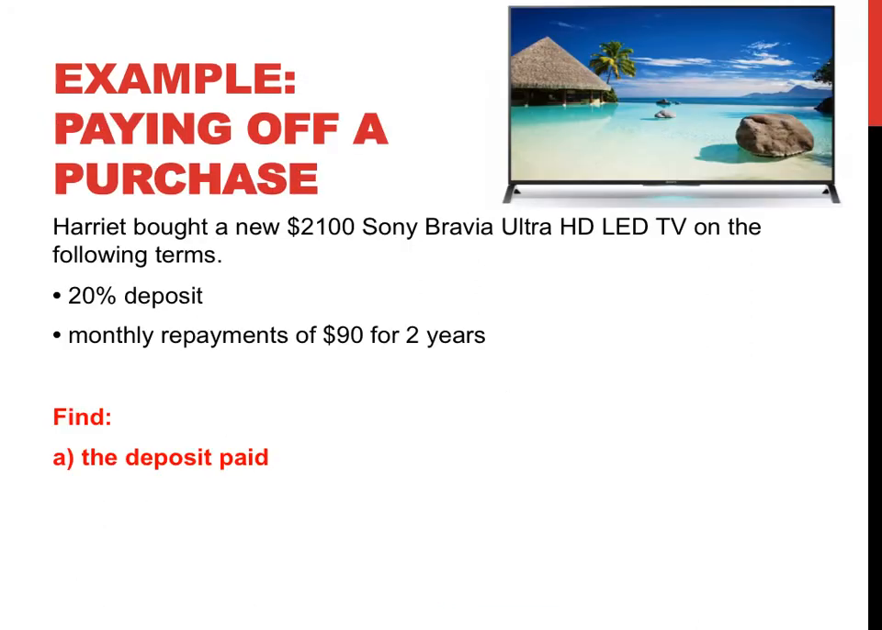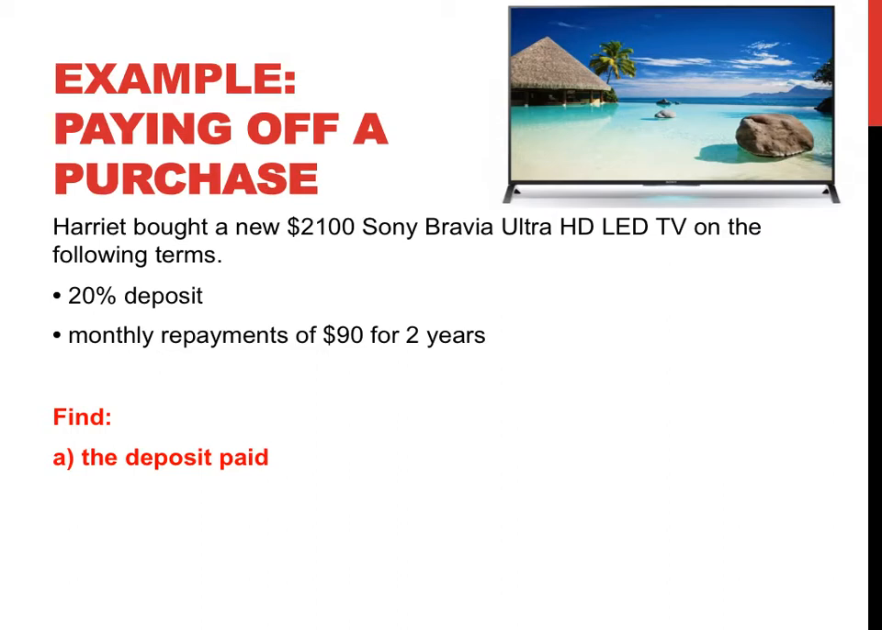Let's look at another example. Harriet bought a $2,100 Sony Bravia Ultra HD LED TV on the following terms. Harriet, like me, didn't have all of her money at the time, and she's decided, look, I really want this brand new TV. It's pretty cool. I can't really afford it, so I'm going to take out a loan. Now when Harriet took this loan out, unlike me with the bank, I was able to get my loan because I already had an account with the bank and they already knew about my money that came in.